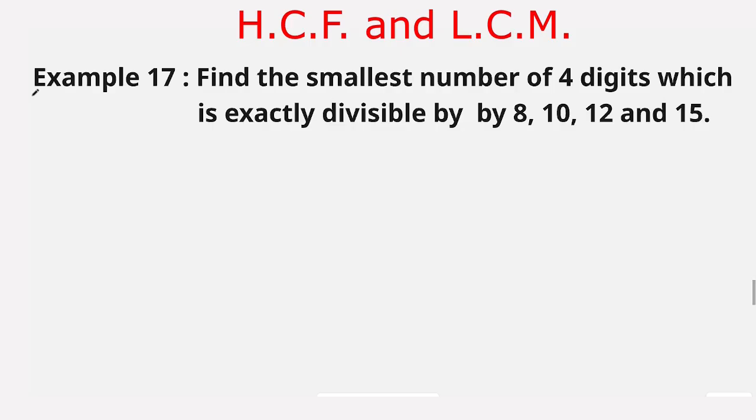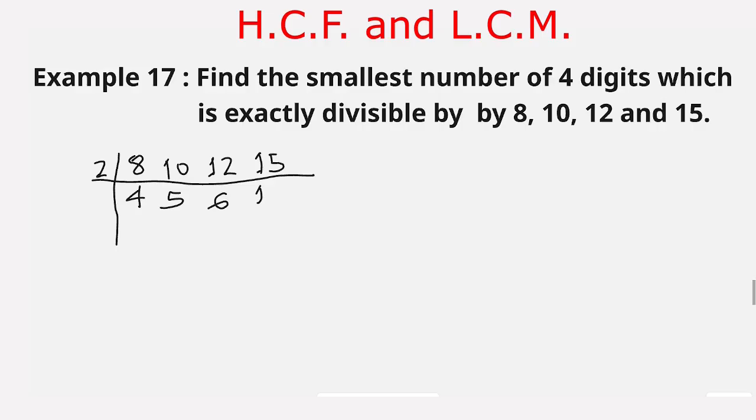We learn the point by the example, which is example 17. Find the smallest number of 4 digits which is exactly divisible by 8, 10, 12 and 15. Step 1 is to find the LCM of 8, 10, 12 and 15. We divide it by 2. 2 divides 8 for 4 times, 10 for 5 times, 12 for 6 times, and we carry 15 as it is.